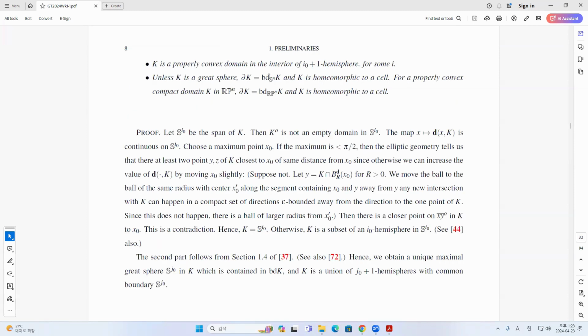Right. Maybe this should be I0 here, because you want to use the interior of a unique great hemisphere. And so for a properly convex set, this is again in RPn, this should be the topological boundary, and K is homeomorphic to a cell. So I think I should use the smallest great subspace containing this. So S0 is the span of K, then K0 is an nonempty domain.